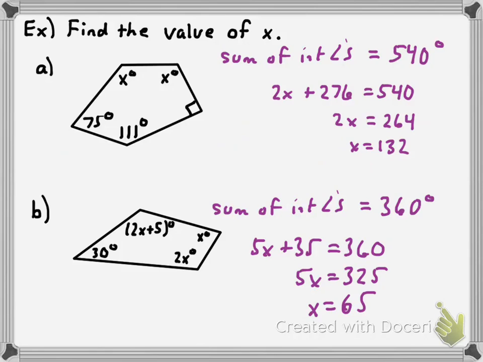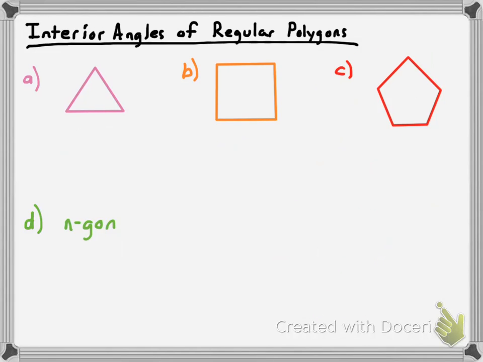All right, great. Now, one more concept that I want to get into. You now know how to find the sum of the interior angle measures, but whenever you have a regular polygon, you ought to additionally be able to determine what is the measure of each interior angle.